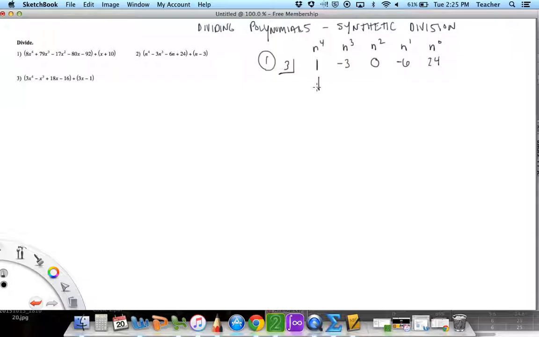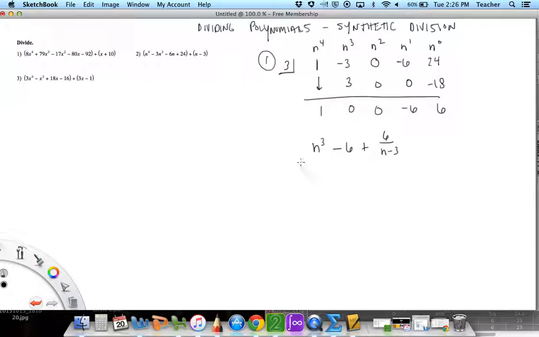All right, so I'm going to go rather quick through this. The number I'm going to put in there is 3. So I bring down the 1, put 3 here. 0, 0 times 3 is 0. 0 plus 0 is 0. 0 times 3 is 0. I get negative 6. Negative 6 times 3 is negative 18, and so my answer is 6. So my end answer here is 1 less degree than what I started with, n to the third. I can put a 1 in front. I don't have n squared. I don't have n. I just have a negative 6. And then I have plus 6 over what I divided by, which is n minus 3.